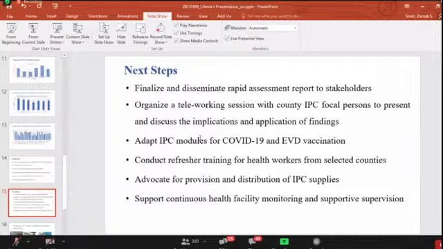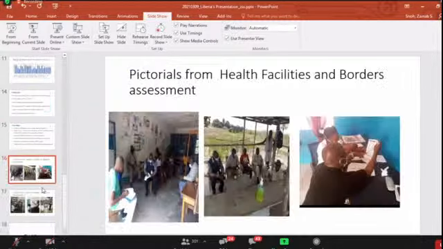We are going to adopt IPC modules for COVID-19 and EVD vaccination and see how we can train our healthcare workers, and conduct refresher training for healthcare workers from selected counties. We will continue to advocate for infection control supplies and ensure that they are distributed to the last mile. We will continuously support health facility monitoring and supervision activities. These are some pictures from the recent health facility assessment and border assessment by the Healthcare Quality Management Unit and WHO teams.